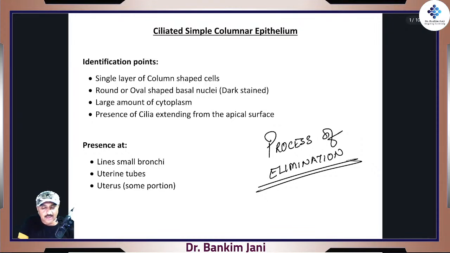So now comes our ciliated. And who wrote that DDLJ? Yes, the Jaydev. I'll also write DDLJ.